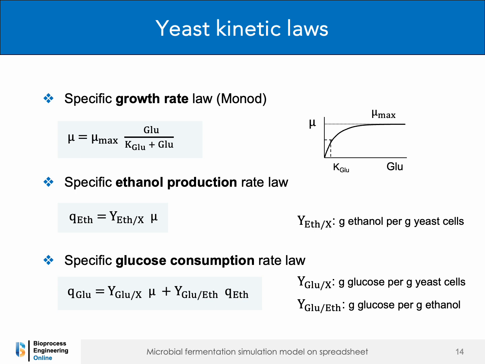Specific glucose consumption rate Q-glu entails two terms, one proportional to the cell-specific growth rate, the other proportional to the ethanol production rate. Q-glu equals Y-glu over X mu plus Y-glu over Eth Qeth. The two proportionality constants are the stoichiometric coefficient Y-glu over X in grams glucose consumed per gram biomass produced, and the stoichiometric coefficient Y-glu over Eth in grams glucose consumed per gram ethanol produced.